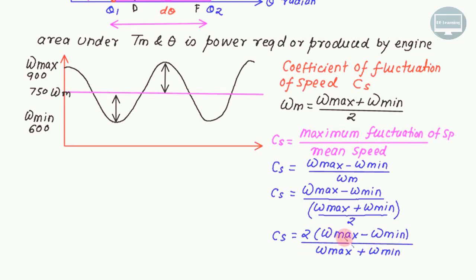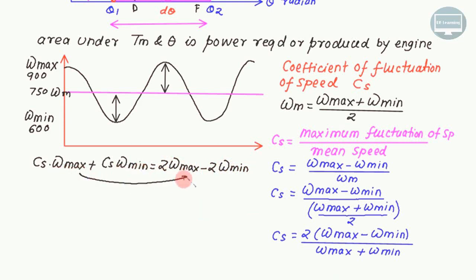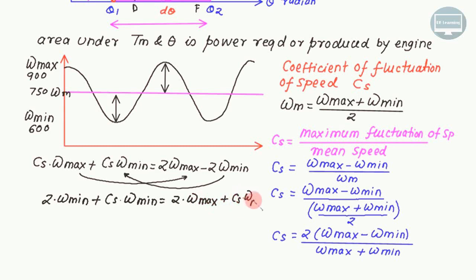Here I want to find the relation between omega max divided by omega minimum in terms of CS. So for this I will cross multiply. What I get is CS multiplied by omega max plus CS multiplied by omega minimum equals 2 times omega max minus 2 times omega minimum. Then you can collect the terms of omega. We'll shift this quantity to this side and this quantity to that side. So what do you get on this side? We'll get 2 times omega minimum plus CS into omega minimum equals 2 times omega max minus CS into omega max.